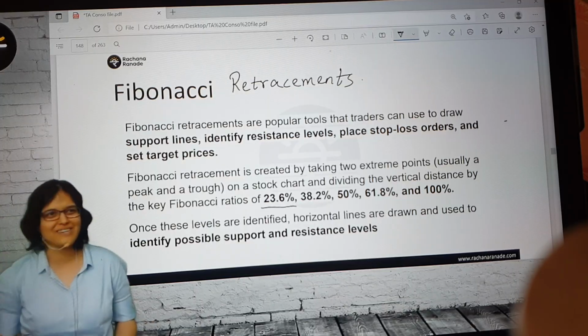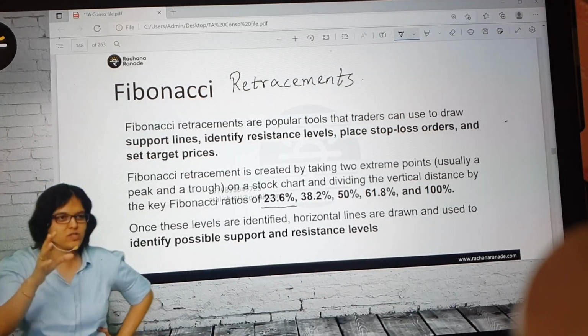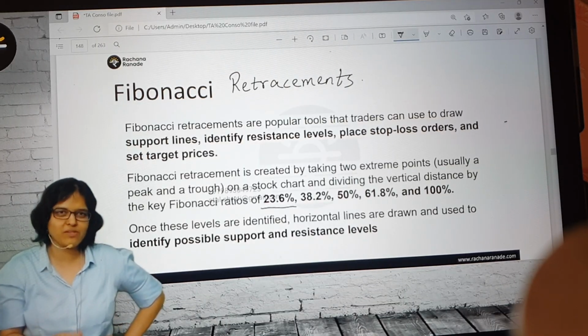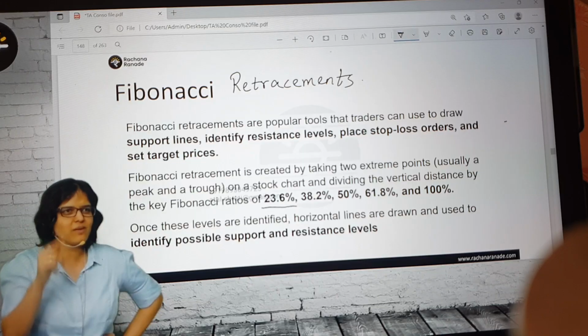Okay. Simple thing here. Understand what this is? Now, where is this rule possible, at 23.6 and 38.2? Couldn't that have been at 20%, 40%? It could have been, but I have not founded this theory. Apparently, these are natural numbers. Something called phi or something they call that.